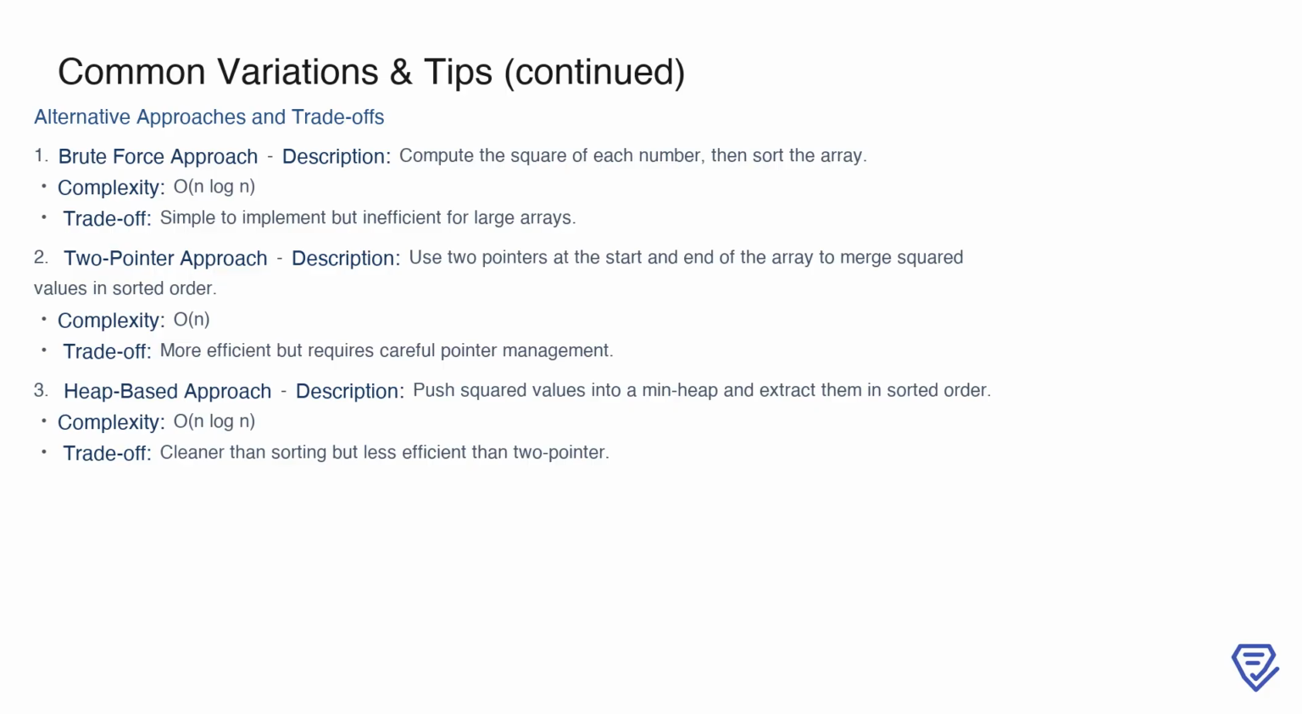By placing pointers at the start and end of the array, you can merge the squared values in sorted order without explicitly sorting. This method achieves O(n) complexity but requires careful pointer management to ensure correctness. Another option is the heap-based approach, where you push squared values into a min heap and extract them in sorted order. While this method is cleaner and avoids pointer management, it still has a time complexity of O(n log n), making it less efficient than the two-pointer approach. Understanding these trade-offs can help you choose the best solution based on the problem constraints and requirements.